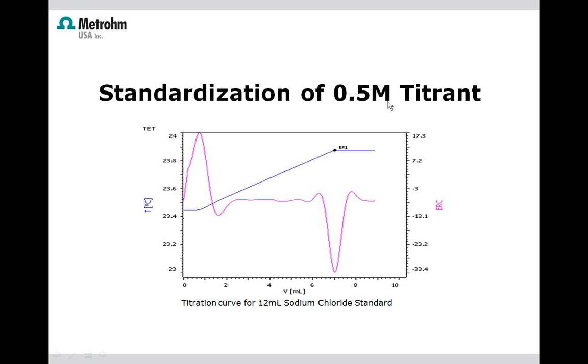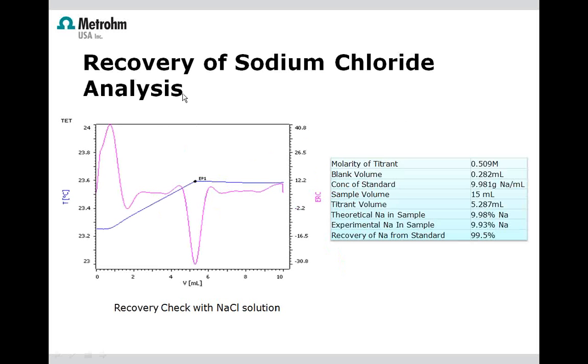Now, a typical standardization of our titrant is shown here, and you'll see that the blue line represents the exothermic thermometric titration curve, indicating the breakpoint here, and the pink curve that is shown is the second derivative, which is what the titrator uses to determine that endpoint. Now, for the recovery of a sodium chloride standard, here you'll see that we got a 99.5% recovery of a typical certified sodium chloride standard that was used to verify during this case study.